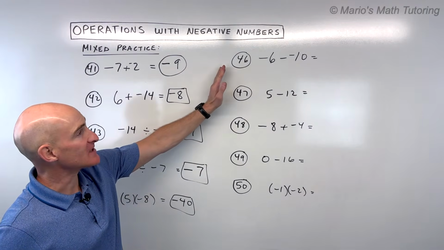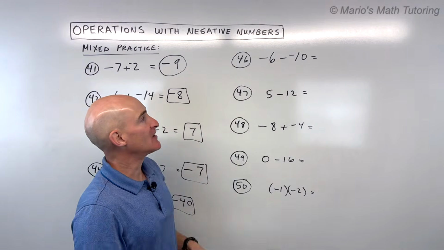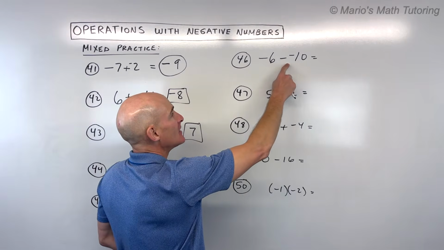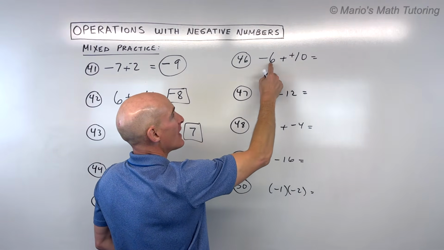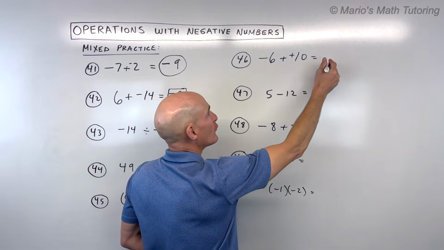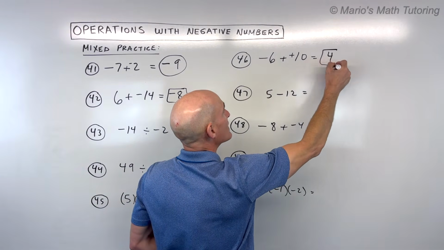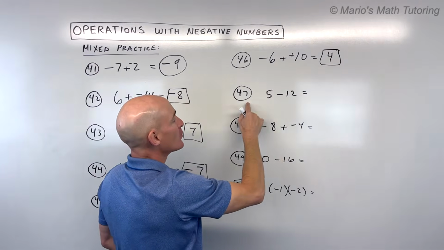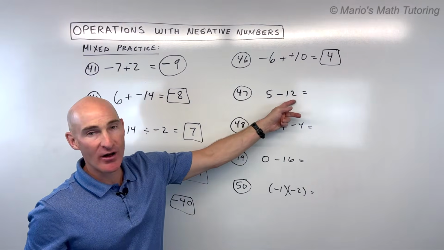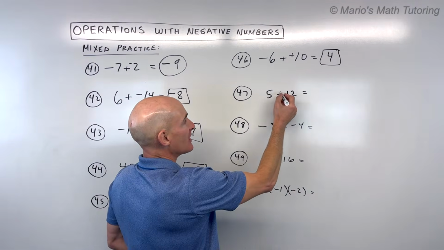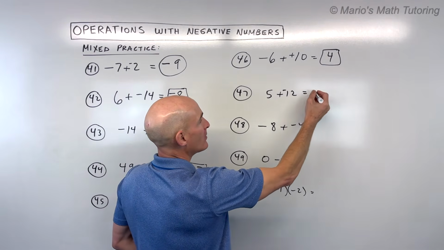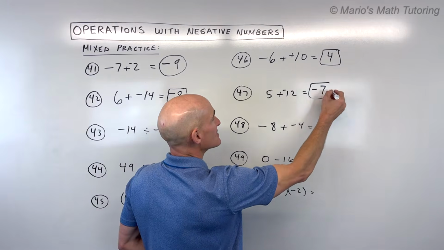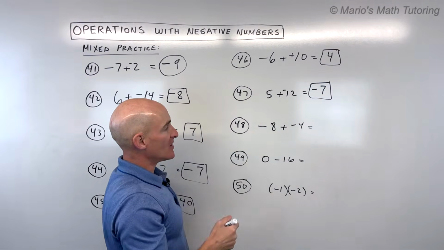So for 46, what'd you get for this one? Negative 6 minus negative 10. Well, when you subtract, it's like adding the opposite. We've got more positives than negatives. How many more? 4 more. So you should have gotten positive 4, right? For 47, what'd you get? 5 minus 12. Well, subtraction's like adding the opposite. So we've got more negatives than positives. How many more? 7 more. So it's a negative 7.